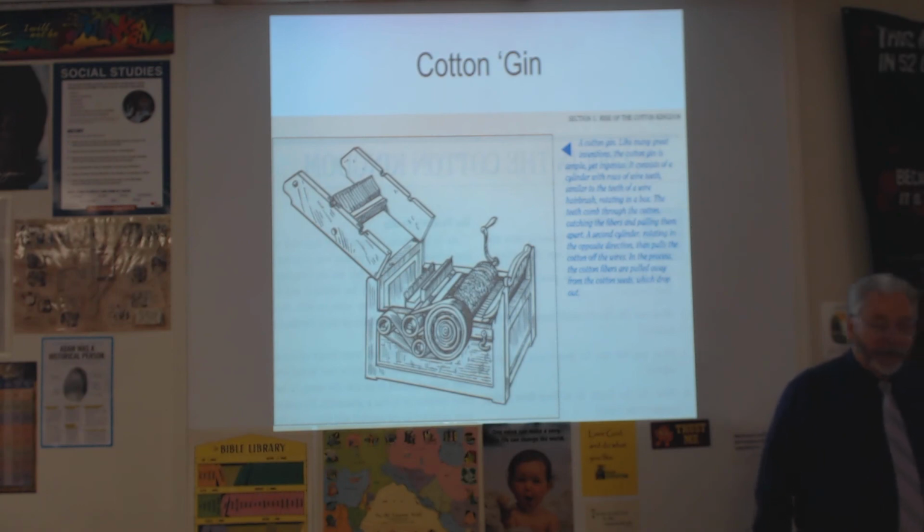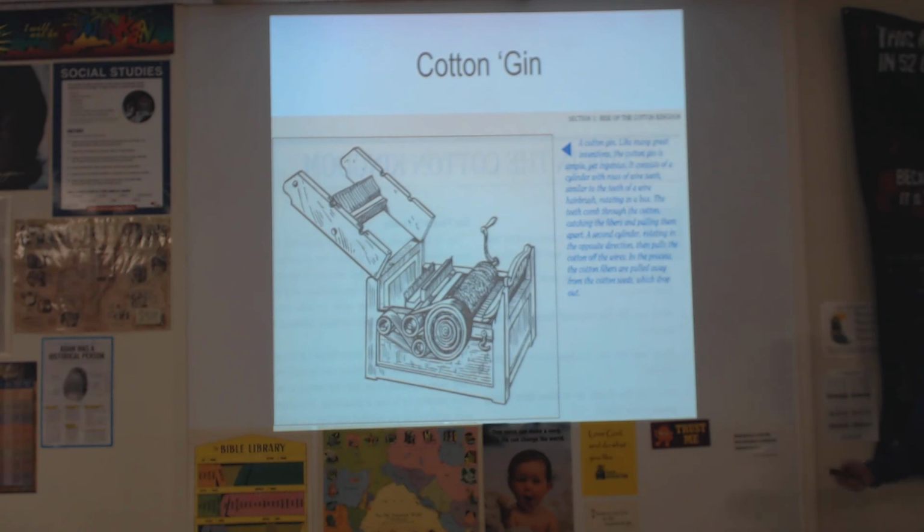So Eli Whitney was trying to help the slaves, and essentially he made it more profitable and increased the amount of slavery through the invention of the cotton gin. And you can see how it operates here. You turn the crank, these things sticking up get the cotton, pull the seeds out.